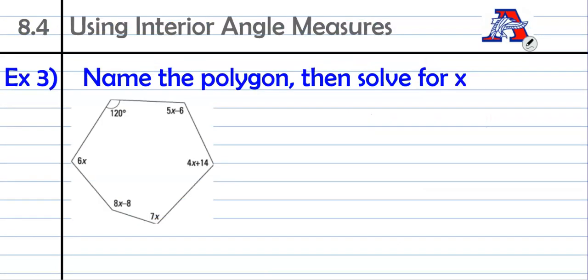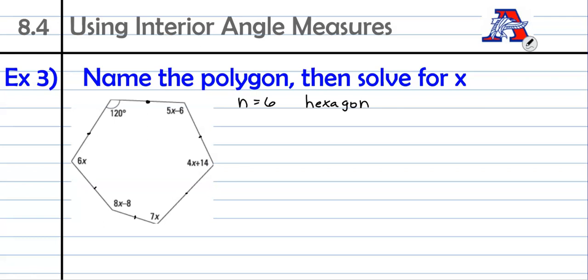All right. And then last example here, this one has a little bit more algebra in it. So they say name the polygon and then solve for x. So if we're naming the polygon, the first thing we want to do is count the sides. So I'm just going to mark them so I remember that I counted it. So 1, 2, 3, 4, 5, 6 sides. So n is equal to 6, and that's a hexagon.